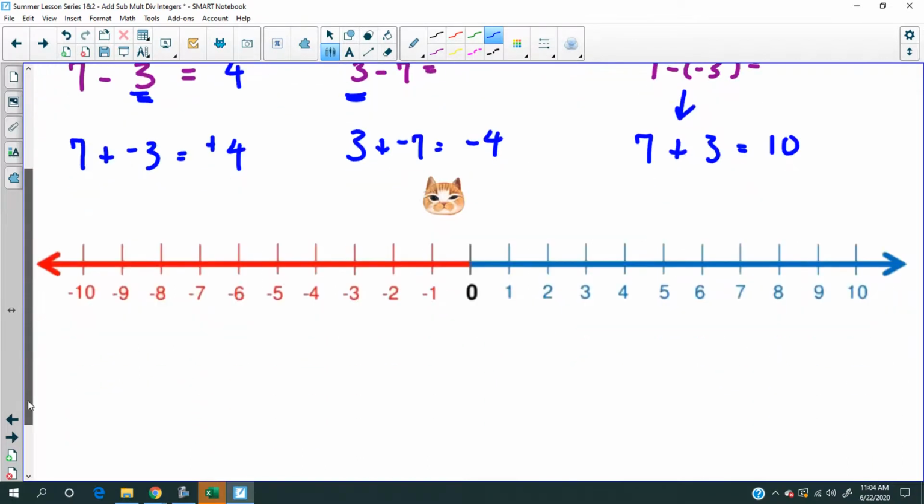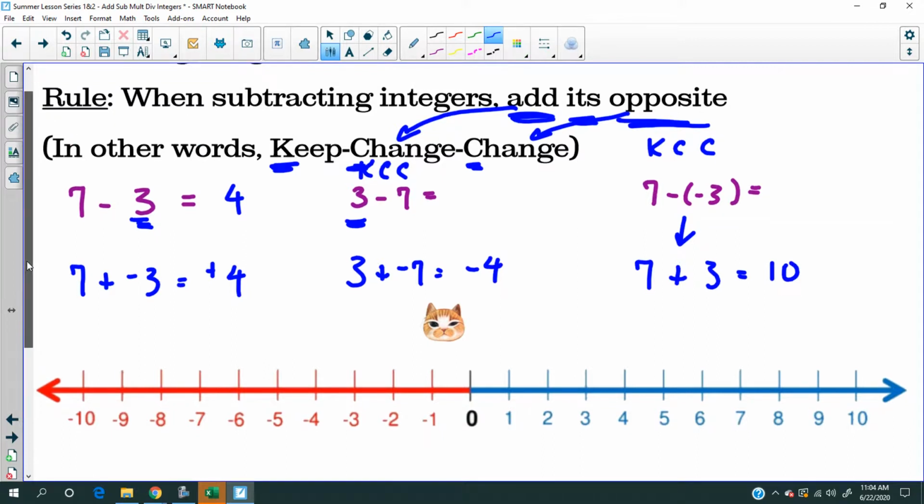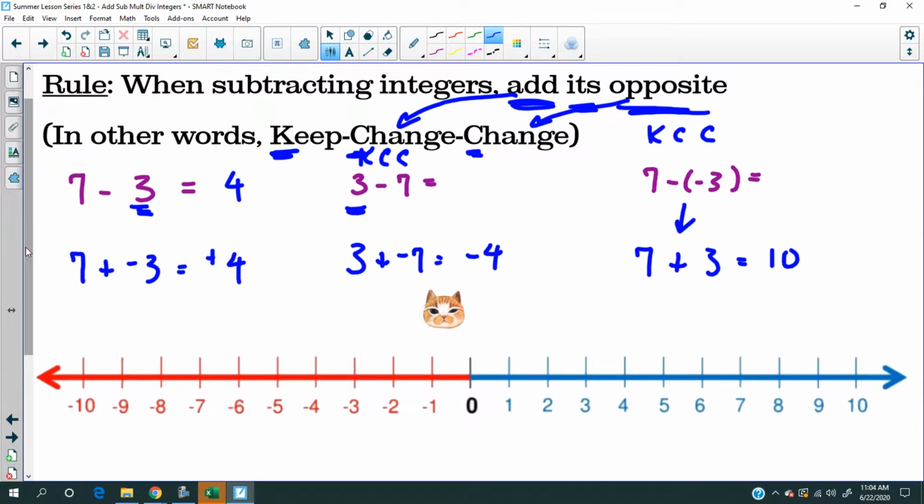All right, so let's practice a little bit. Again, here's what we've learned so far. Let me quiz you to see if you remember this. When you add with the same signs, what's the rule? Right, you add them and keep the sign. When you add with different signs, what do you do? Right, you subtract them and you keep the sign of the larger number.